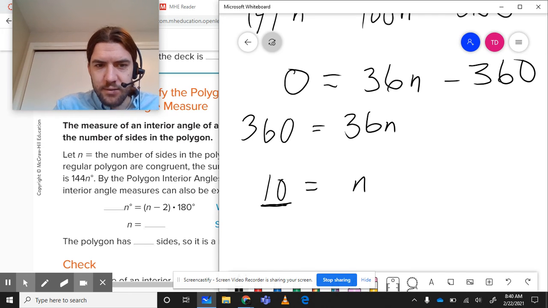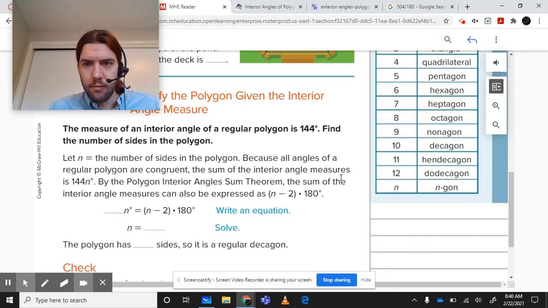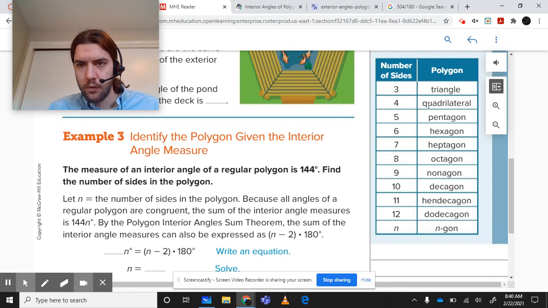So I have a 10-sided shape, which means I'm talking about a decagon, right? If we look at our names of shapes: triangle, quadrilateral, pentagon, hexagon, heptagon, octagon, nonagon, we are at a decagon, a 10-sided shape. If we were talking about something where we don't know how many sides it has, and we're just going to put in a placeholder, we would call that an n-gon with n number of sides. Okay, but in this problem, 144 degrees corresponds to a 10-sided decagon.